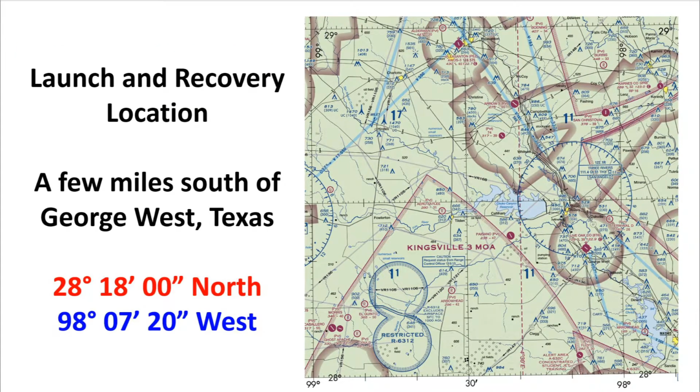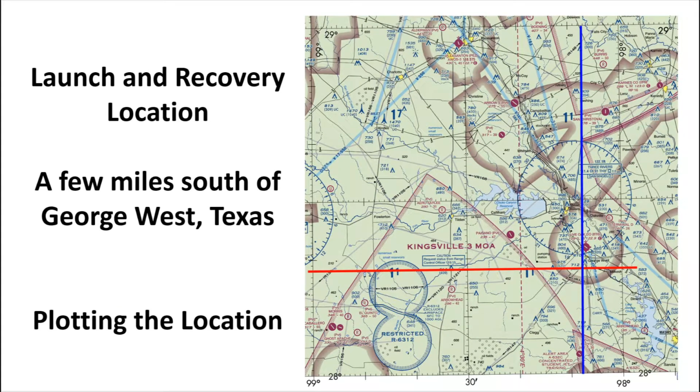There's a place where you want to fly your model aircraft for fun. It's a few miles south of George West, Texas. Here are the geographic coordinates. We plot those coordinates and get 2 intersecting lines south of the Live Oak County Airport.